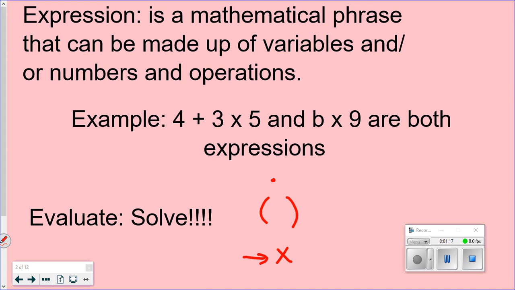The last thing that a lot of people ask me is what the word evaluate means, and it means to solve. It means to solve it till the end, actually find an answer. So when you see the word evaluate, it means to solve until the end.